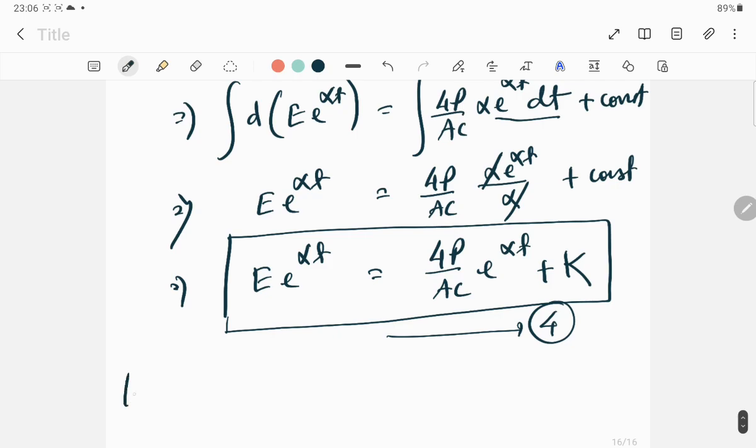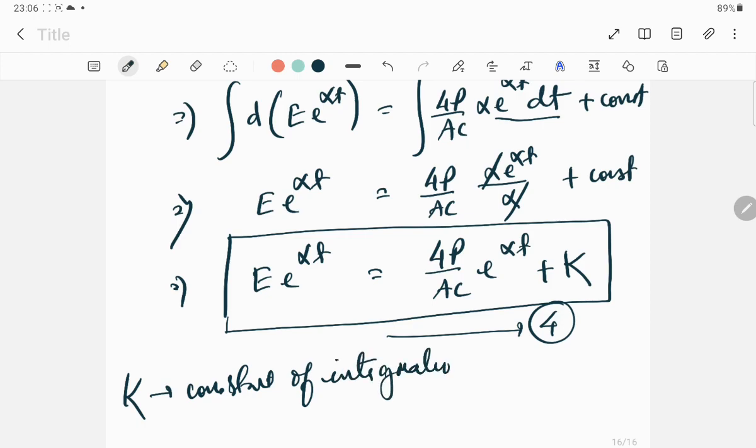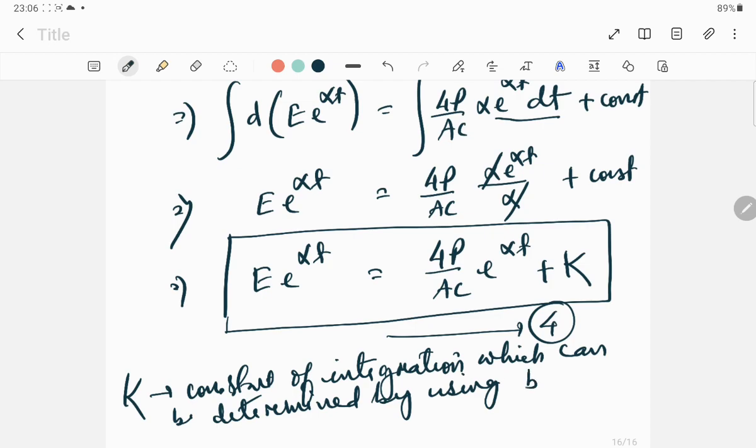where k is a constant of integration, which can be determined by using boundary conditions.